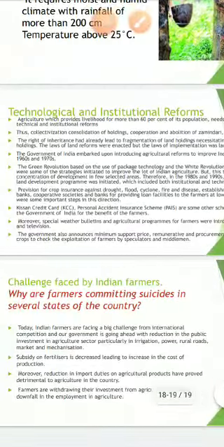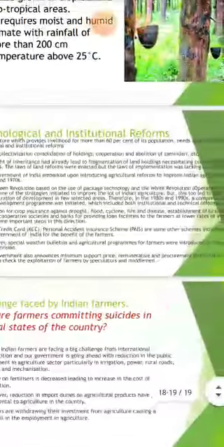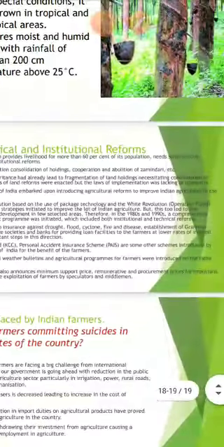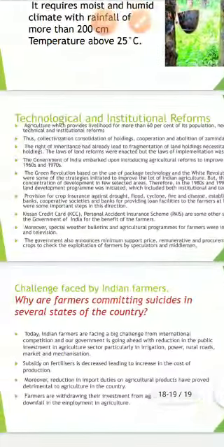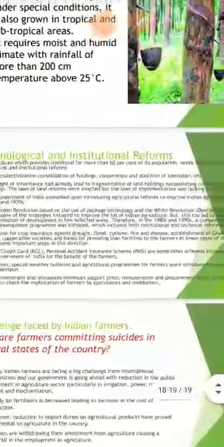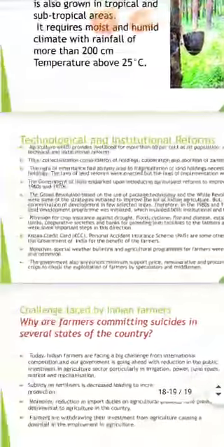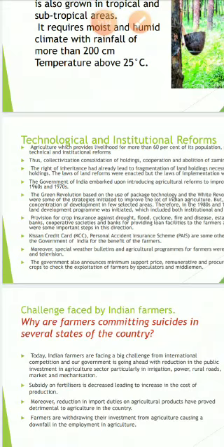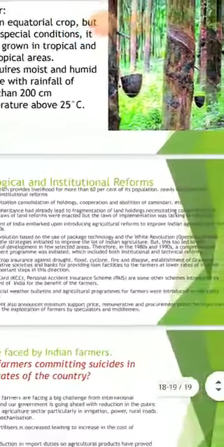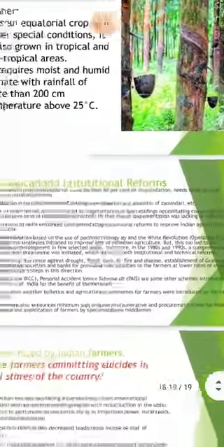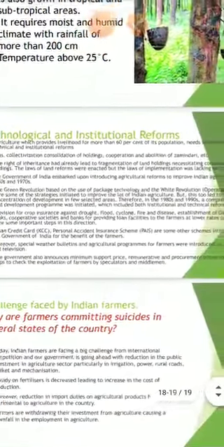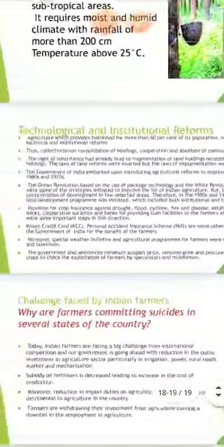The Green Revolution was based on the use of package technology, and the White Revolution, Operation Flood, were some of the strategies initiated to improve the lot of Indian agriculture. But these two led to a concentration on the development of a few selected areas, especially Punjab, Haryana and the like. Therefore, in the 80s and 90s, the comprehensive land development program was initiated, which includes both institutional and technical reforms.